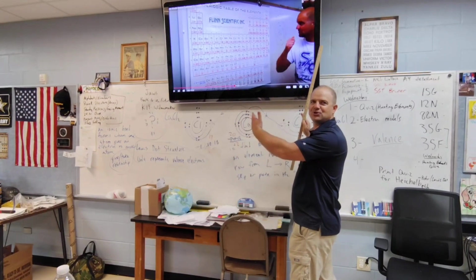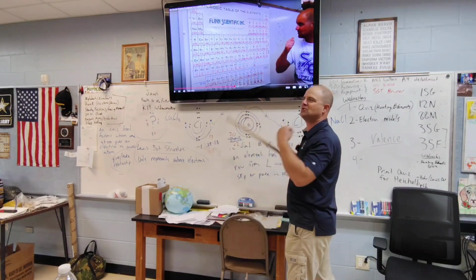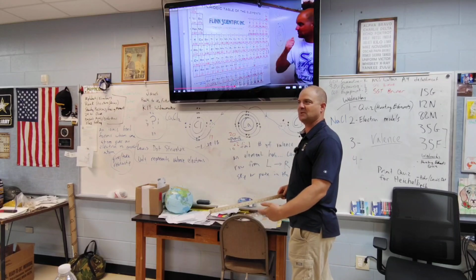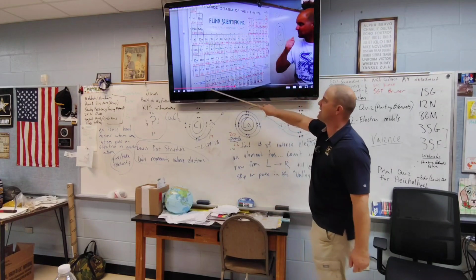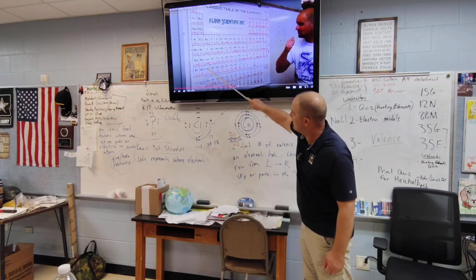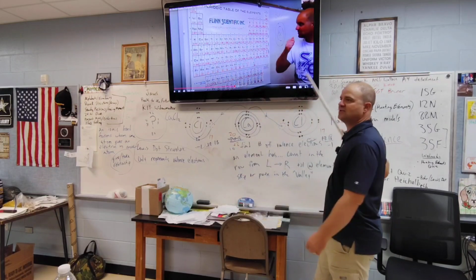We want to preserve the shape because the shape helps us understand properties and characteristics of the elements. Does that make sense? So we just say, hey, we're going to pull that out and put it down here. Same thing with the actinide series. It would go in right here, but it would shove everything else down.